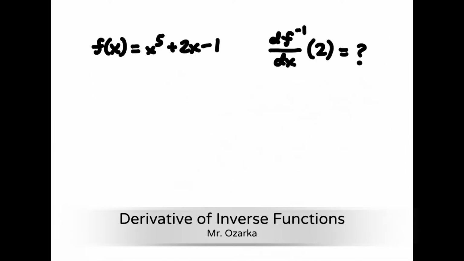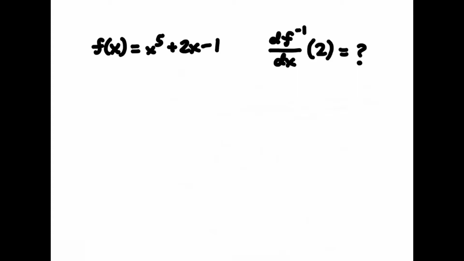All right, so this is going to be a video about the derivative of an inverse function. Right here we have f of x as x to the fifth plus 2x minus 1. And it says over here we are looking for the derivative of its inverse. This f to the negative 1 right here is an unfortunate notation, meaning the inverse of this f of x, with respect to x. And then you're going to plug in 2 to whatever that inverse is.